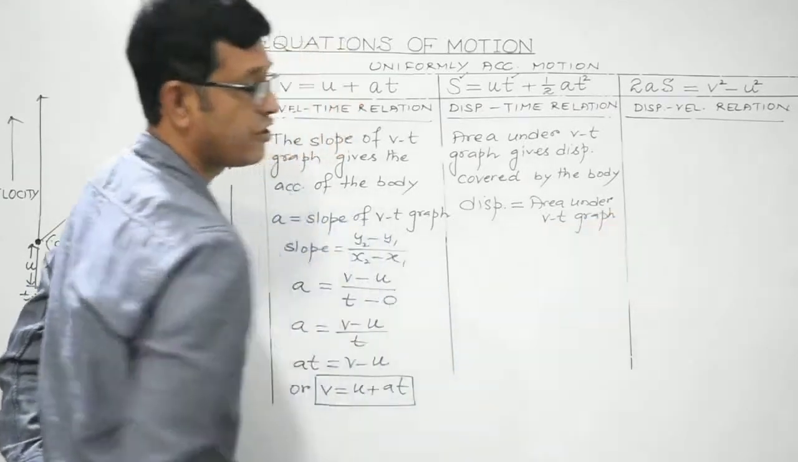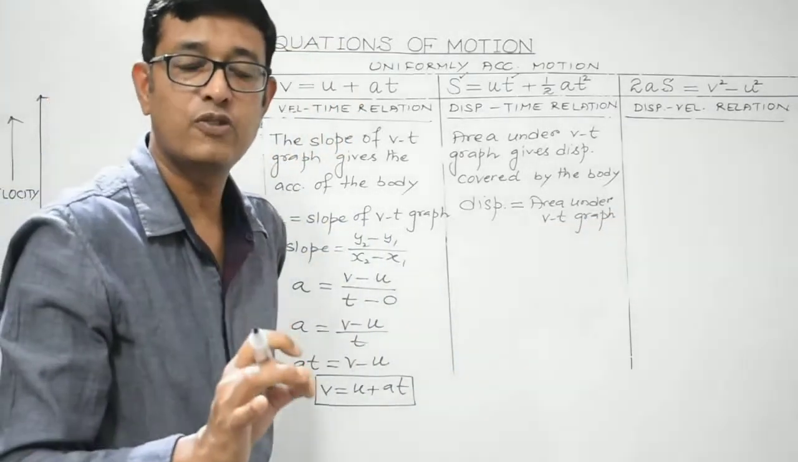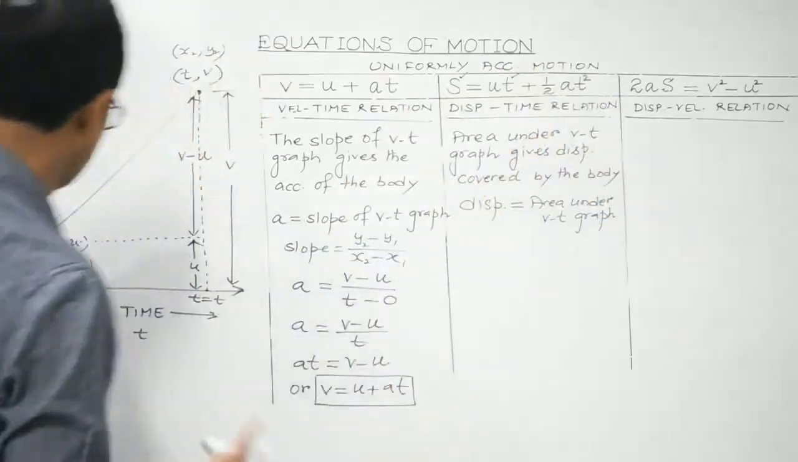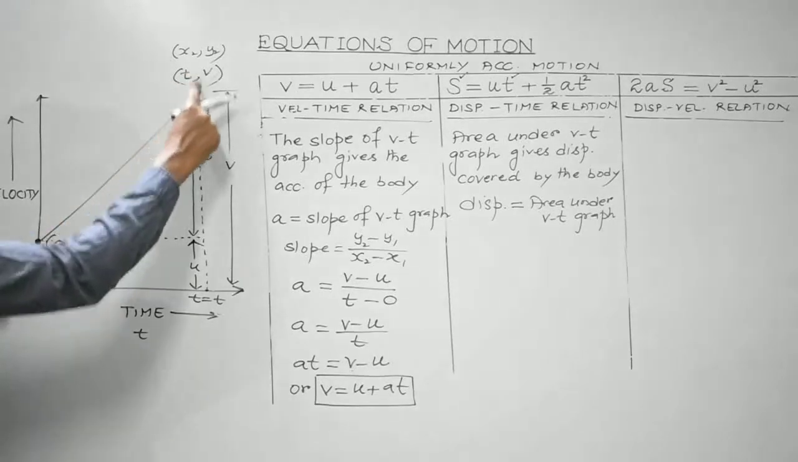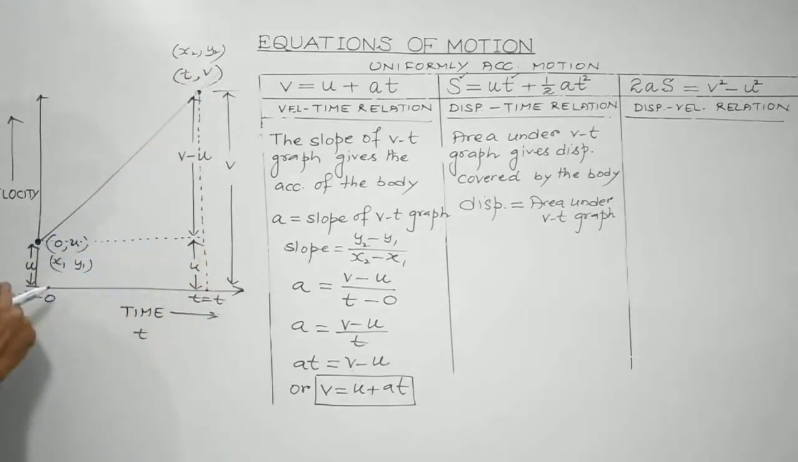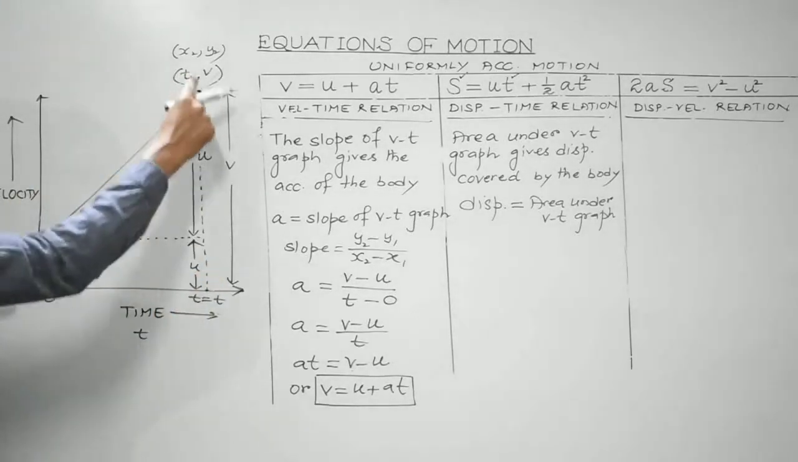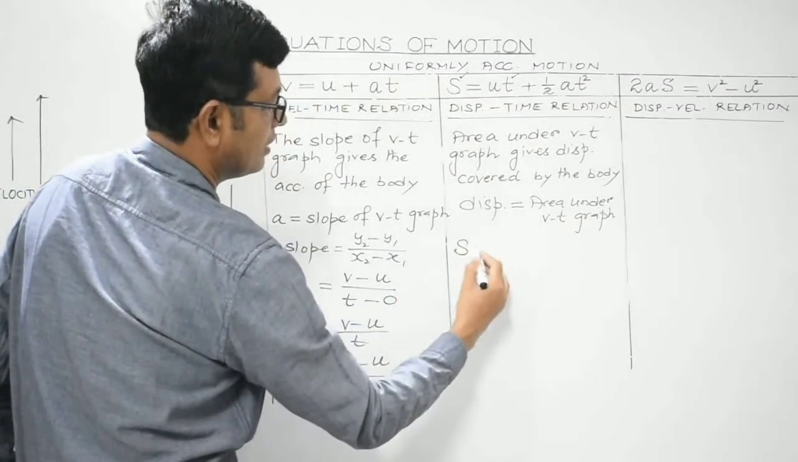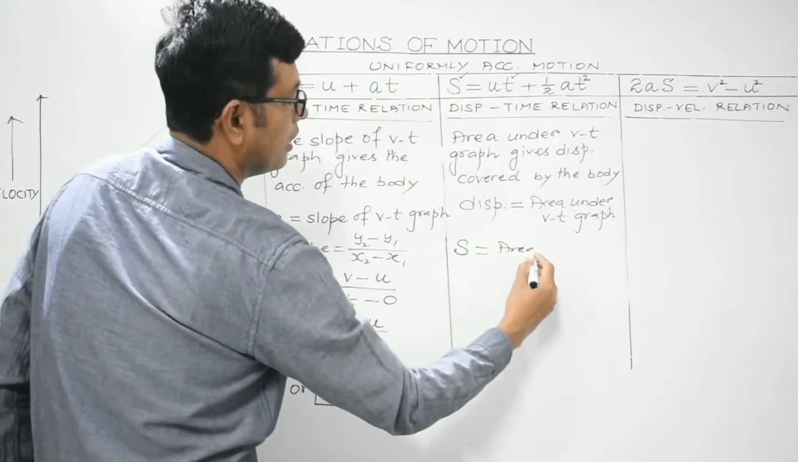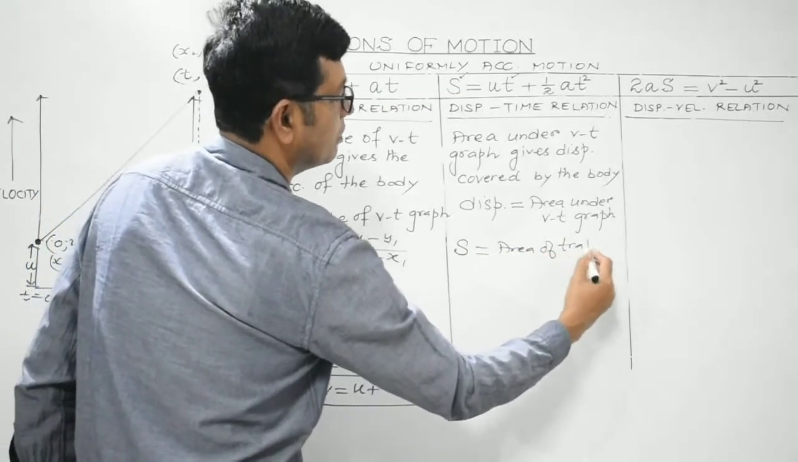Our intention is to find out the displacement of the body from 0 to t time. This is t equals 0, this is t equals t. So what we do is find the area of the entire geometrical figure. It is a trapezium. So S is equal to the area of the trapezium.